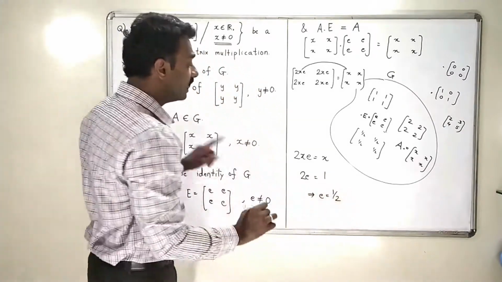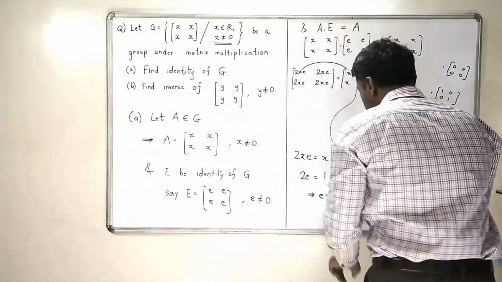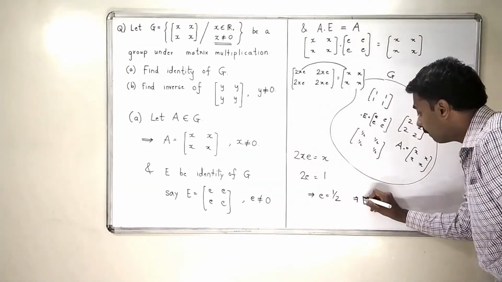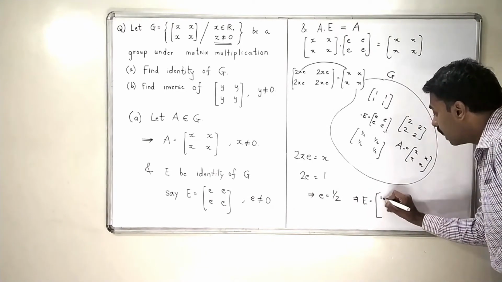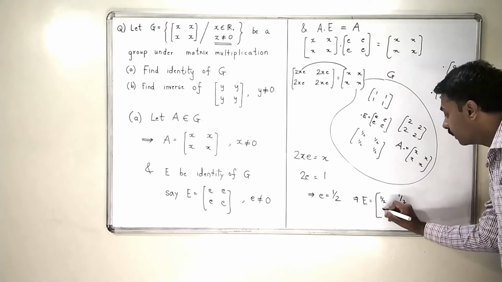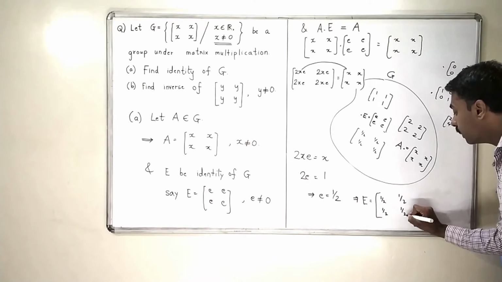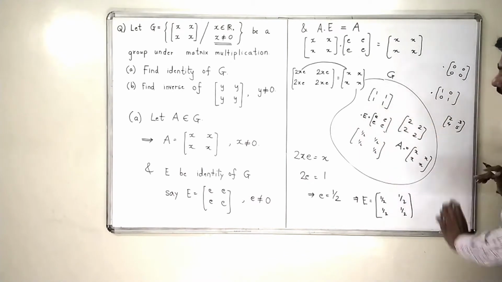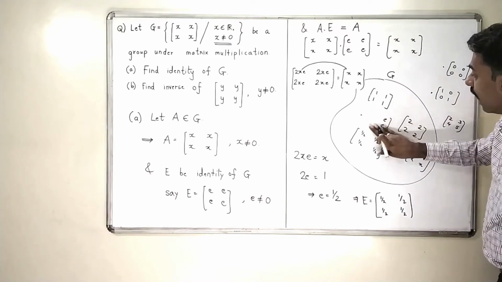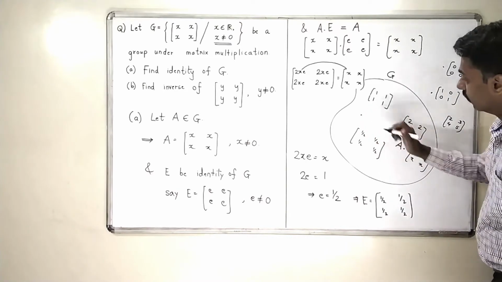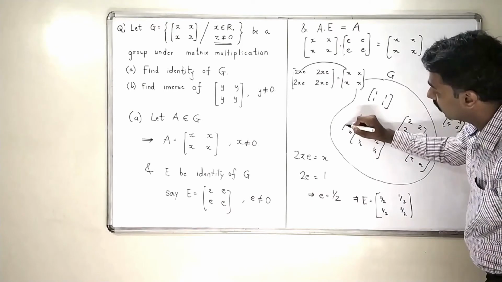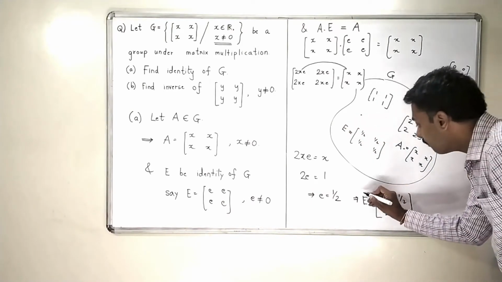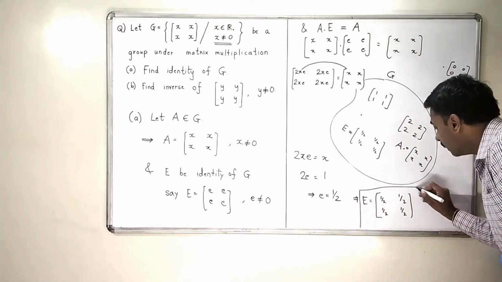E is half. Therefore, what is our matrix capital E? Matrix capital E is how much? Half, half, half, half. So in this group, I understand that this matrix half, half, half, half is the identity of this group. So this matrix is actually our E matrix, correct? So we have found out the identity in this group.